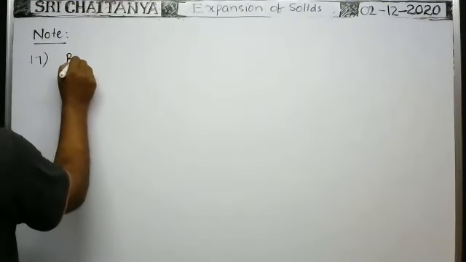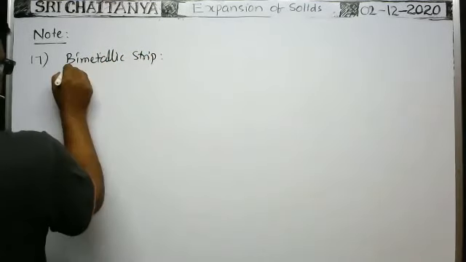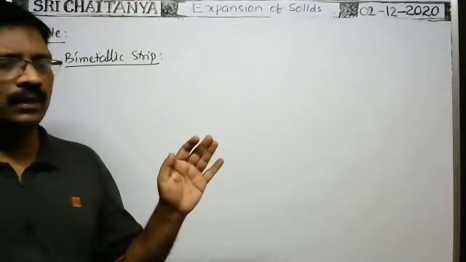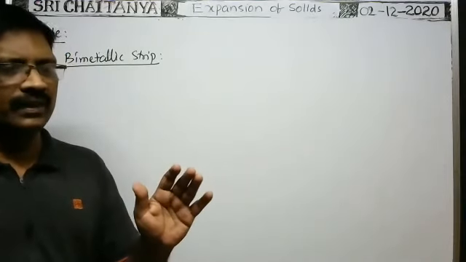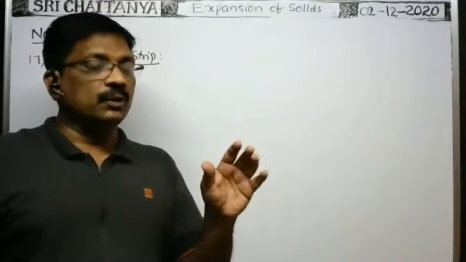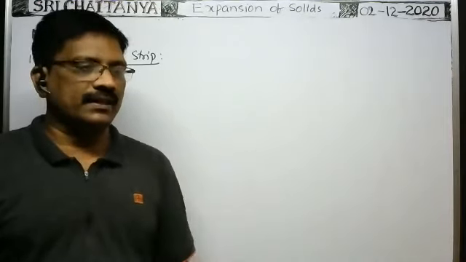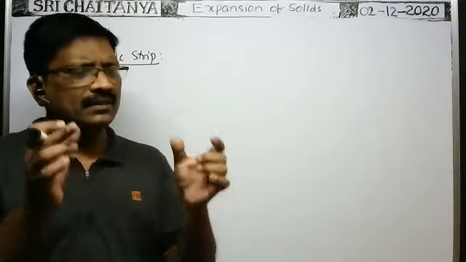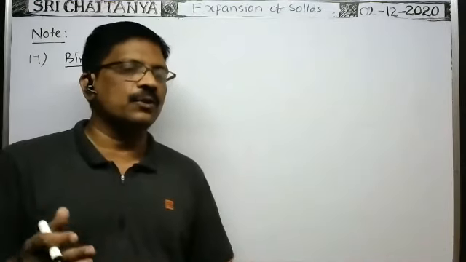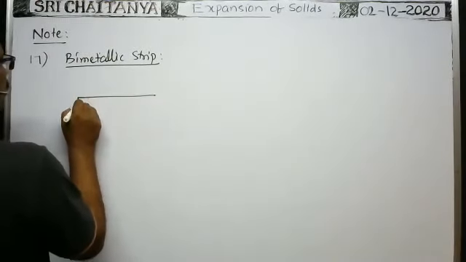Seventeenth one, bimetallic strip. Two dissimilar metal pieces means made of different materials having different coefficients of linear expansion. Two similar metal strips means both have the same thickness, same length, same breadth. In this way, you take two similar metal strips made of different materials having different coefficients of linear expansion, and you rivet them together.